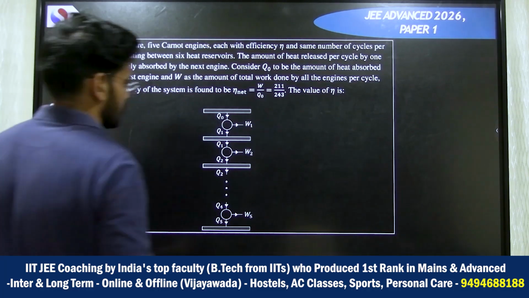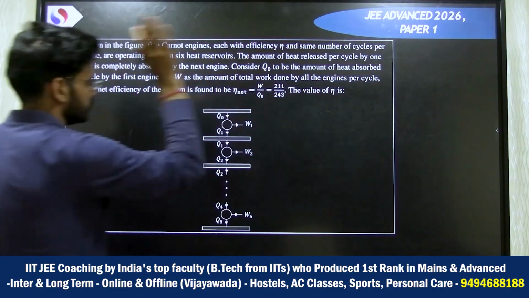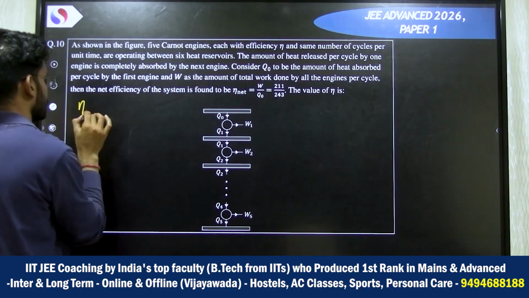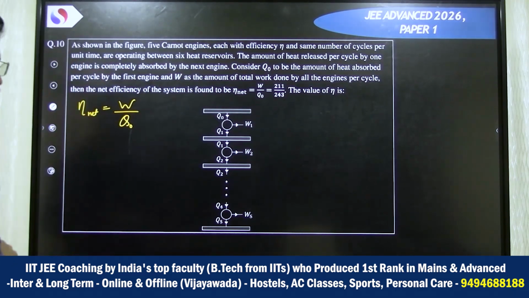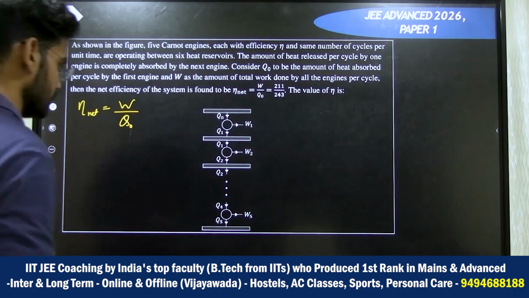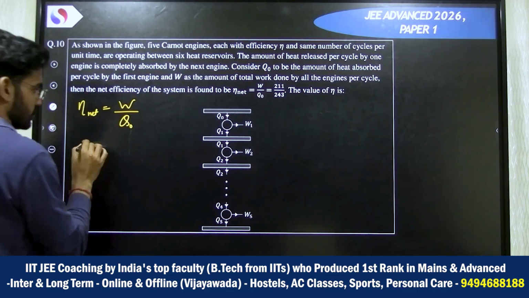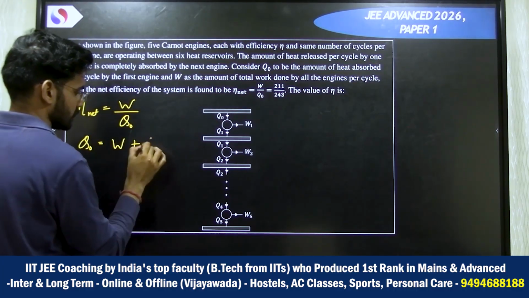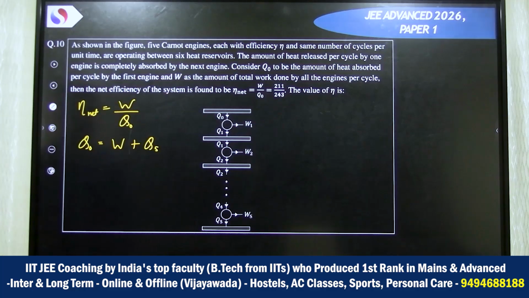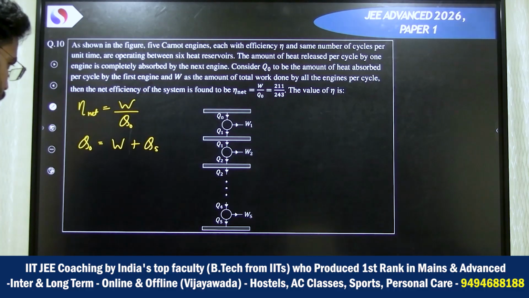Okay, fine. Total work done W1, W2, W3 till W5 is W. So efficiency eta net that is given to us is W/Q0. Now what is released? We can say Q5. So can we say that Q0 is given, and what is released is W plus Q5. This relation is valid. I think you will understand this is valid. This value is given to us. We have to find the eta, efficiency of each engine, right?